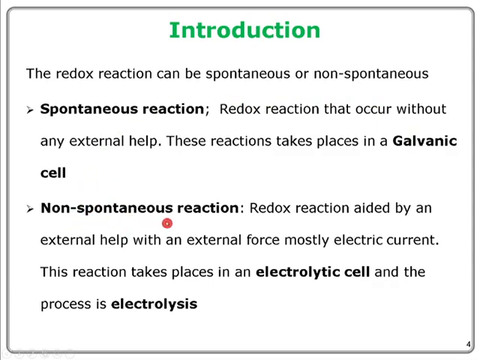Then there is a non-spontaneous reaction. A non-spontaneous reaction is more or less like the reaction doesn't want to take place. However, you want it to take place, so you force it. You can add an external electric current so that the reaction is forced. This takes place in an electrolytic cell. So in a galvanic cell you have a spontaneous reaction, while in an electrolytic cell you have a non-spontaneous reaction. These reactions are also referred to as electrolysis. Spontaneous, the reaction will take place on its own. Non-spontaneous, the reaction is forced by an external force for it to take place.